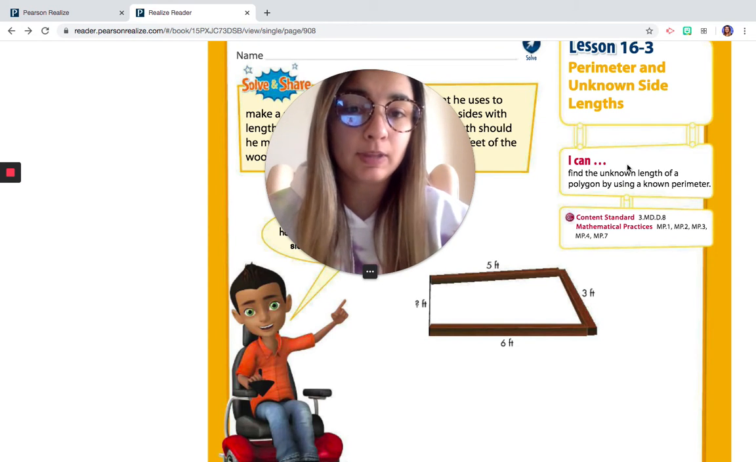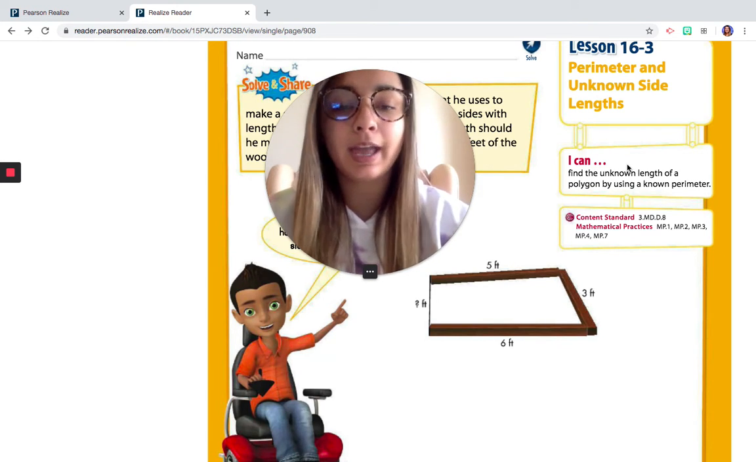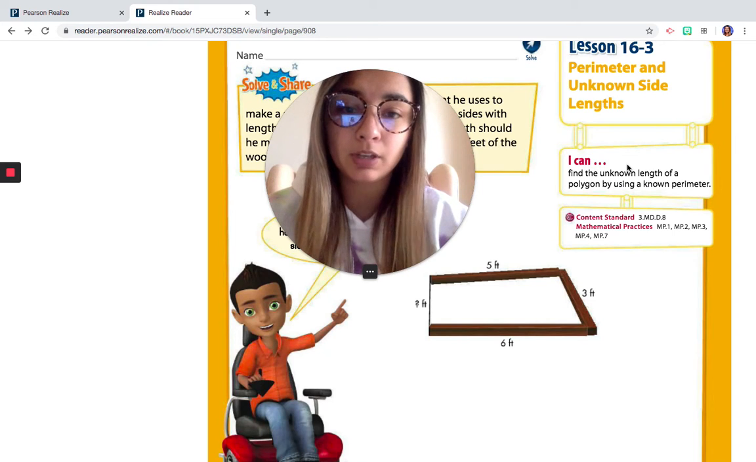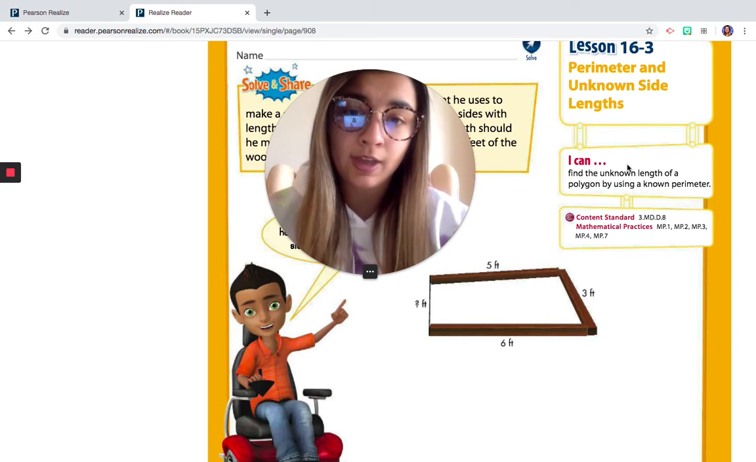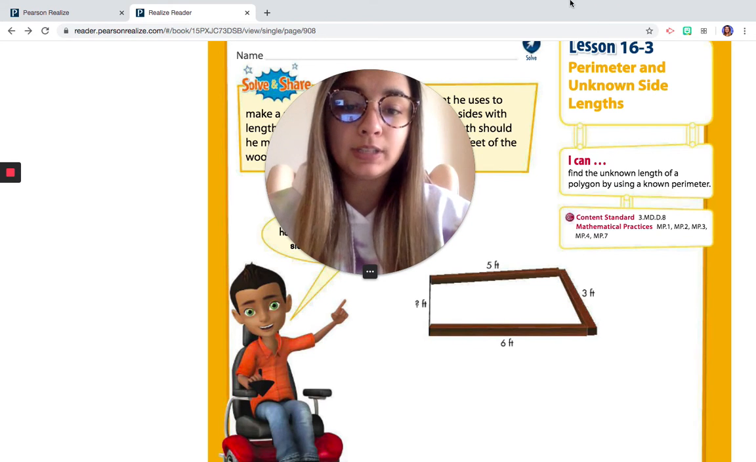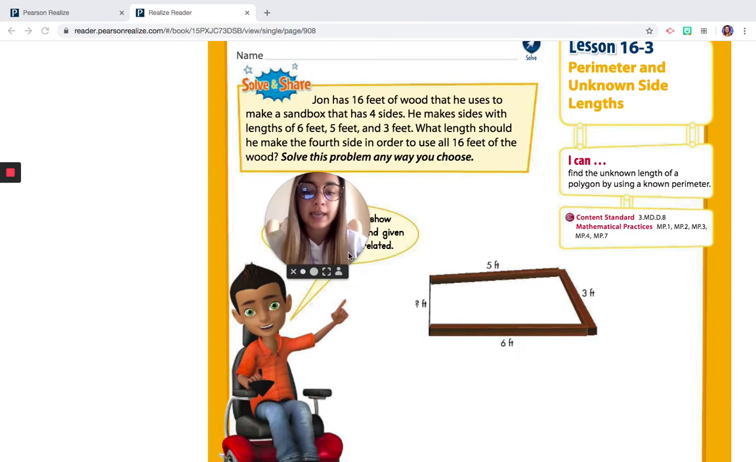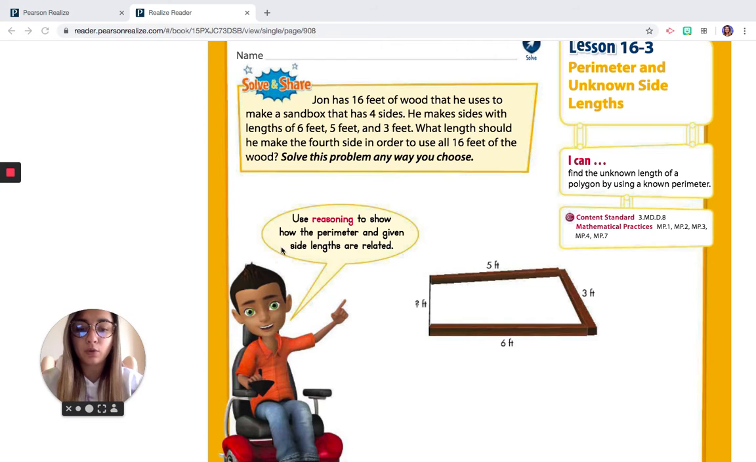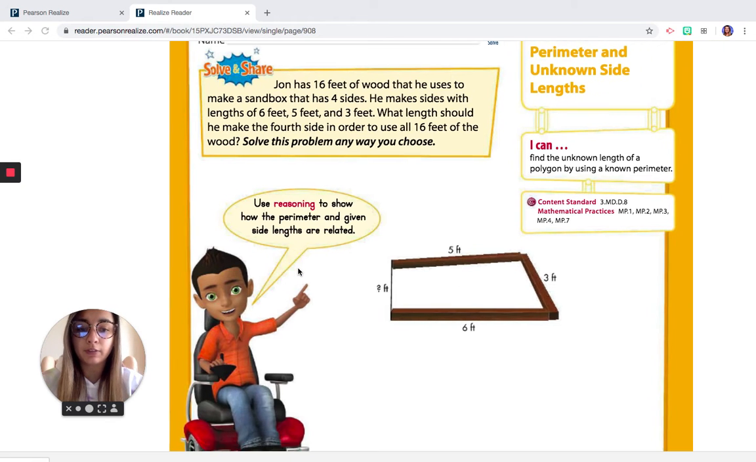We've previously been learning about perimeter, so we're going to continue to do that. We've already learned how to understand perimeter and how to find the perimeter of common shapes. So today we are going to learn how to find the unknown side lengths of a shape when it gives us our perimeter already. So I'm going to make myself a little bit smaller and put myself over here so that you can focus your attention on the solve and share page.